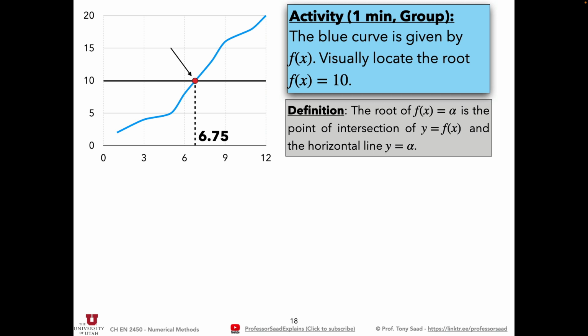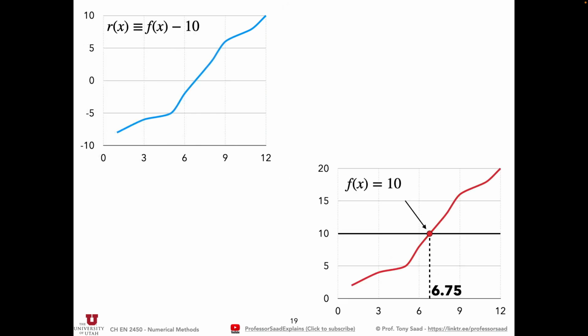The definition here is that the root of f of x equal alpha is the point of intersection of y equal f of x and y equal alpha. Same thing, in the previous case, alpha was 0, so it was the degenerate case. This is the more general case, okay? Now, I'm going to take this curve and put it down here. So this is f of x equal 10, okay? Same curve. Now, I'm going to take that curve and shift it by 10. So I'm going to take f of x, the same curve, and subtract from it 10, okay? And I'm going to call that r of x, a different function. R of x is f of x minus 10.